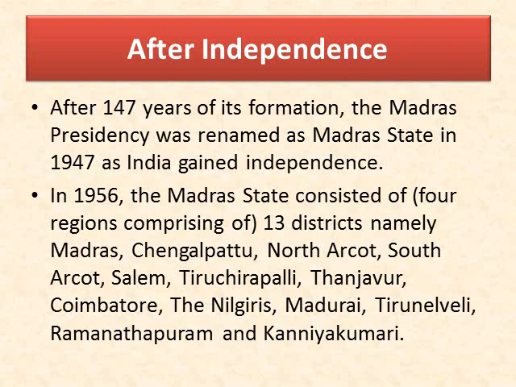And in 1956, the Madras State consisted of four regions comprising of 13 districts, namely Madras, Chengalpet, North Arcot, South Arcot, Salem, Tiruchirappalli, Tanjavur, Coimbatore, Nilgiri, Madurai, Tirunelveli, Ramanathapuram and Kanyakumari. So what are the 13 districts of Madras State? They were Madras, Chengalpattu, North Arcot, South Arcot, Salem, Tiruchirappalli, Tanjavur, Coimbatore, Nilgiris, Madurai, Tirunelveli, Ramanathapuram and Kanyakumari.